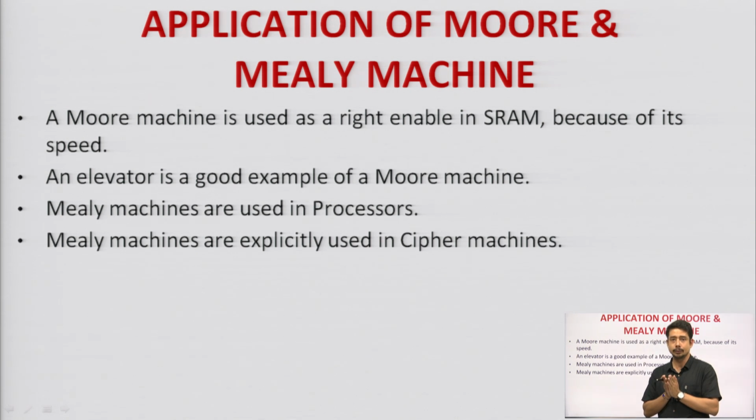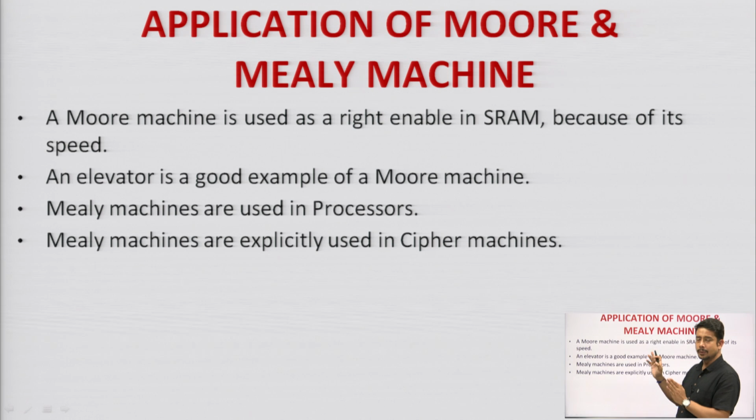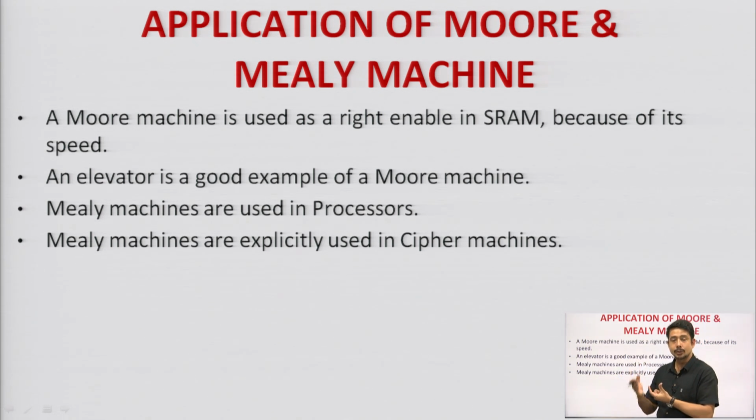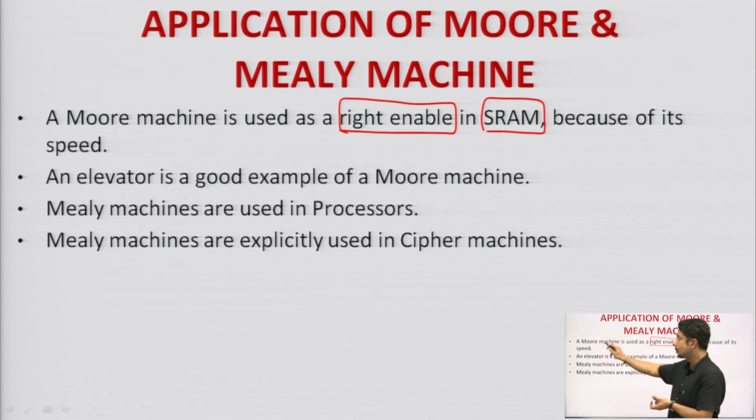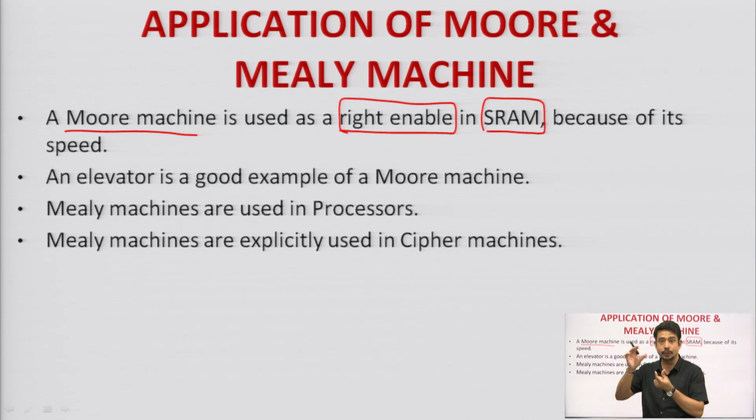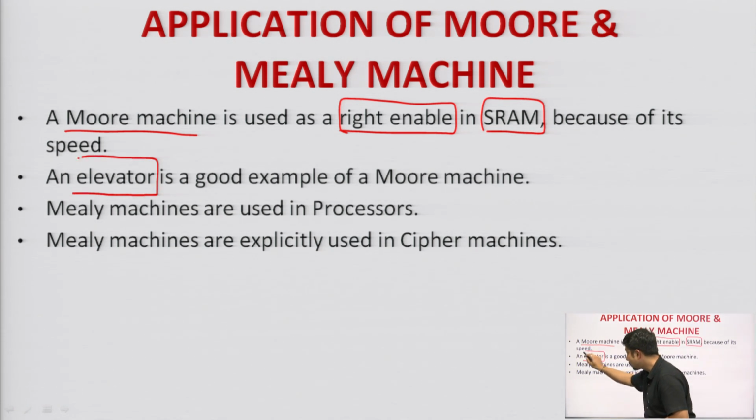Now, if we look into the application part, I am just trying to assemble a few points. Later on I will be discussing the overall applications of all the finite machines, but right now I am just trying to give you the names of where these machines are applied, so that later on you can relate to them. You may have heard about write enable and read enable in static RAM. There the Moore machine is used. Why? Because the output is associated with the states. So, wherever the states are enabled, this concept of Moore machine can be utilized. Next, elevator.